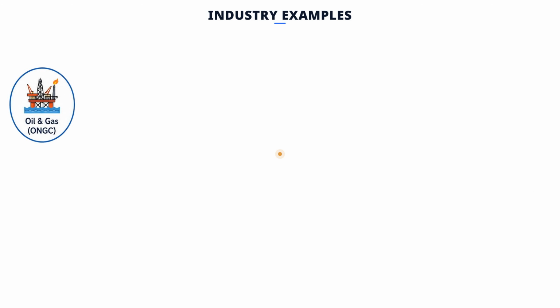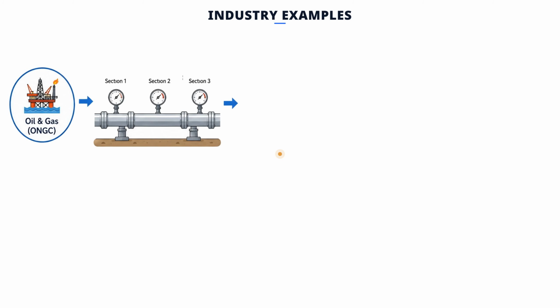Now that we understand the rules for these methods, let's see how they are applied in the real world to solve actual problems. Let's look at the oil and gas industry, like a company such as ONGC. They use these programming concepts to manage massive physical networks.